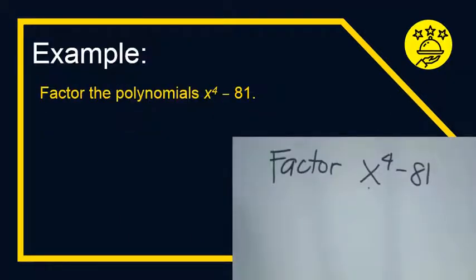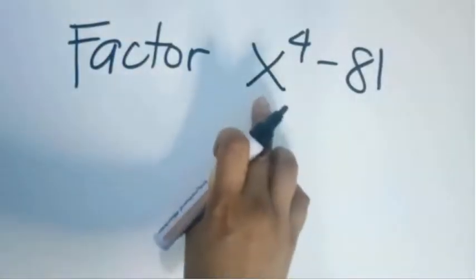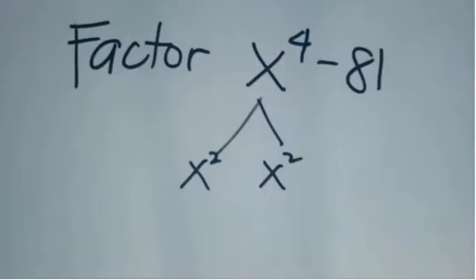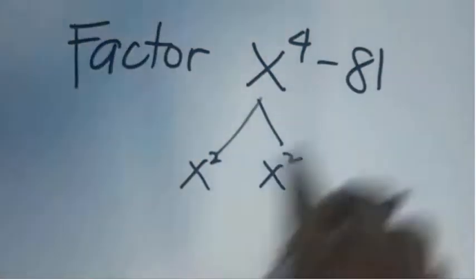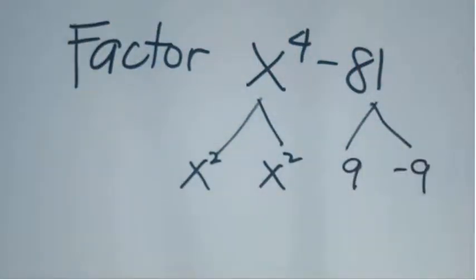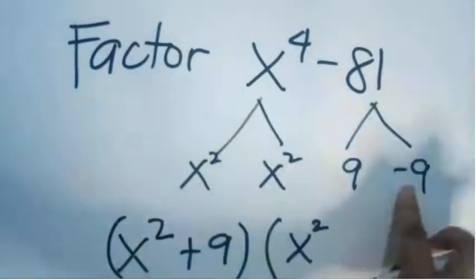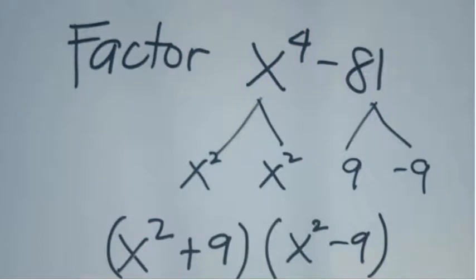Let us factor x to the fourth minus 81. So first, factor out the common factor. The common factor of the given example is 1. Then, get the square root of the first term of the binomial. We have the first term x to the fourth. What is the square root? We have x squared. Then, get the square root of the second term. We have 81, which is 9 times 9. Then express the factor as the product of the sum and difference of the square roots in steps 2 and 3. So you have x squared plus 9 times x squared minus 9. Then the factor of x to the fourth minus 81 is x squared plus 9 times x squared minus 9.